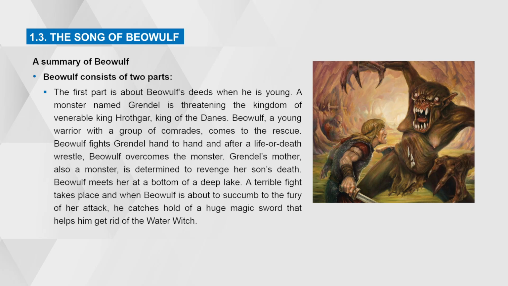The poem consists of 2 parts. The first part is about Beowulf's deeds when he is young. A monster named Grendel is threatening the kingdom of venerable King Hrothgar, king of the Danes. Beowulf, a young warrior with a group of comrades, come to the rescue. Beowulf fights Grendel hand to hand, and after a life or death wrestle, Beowulf overcomes the monster.